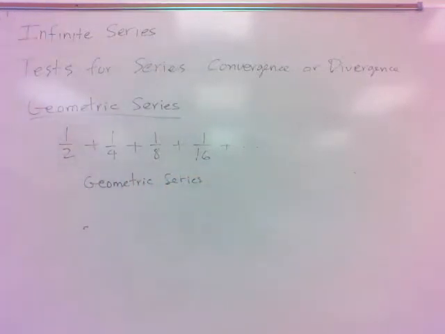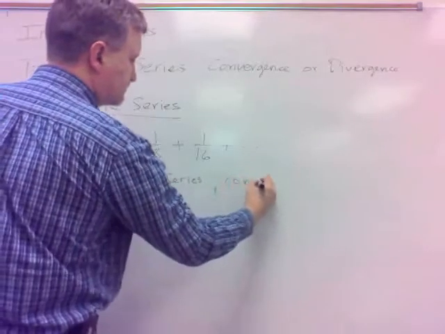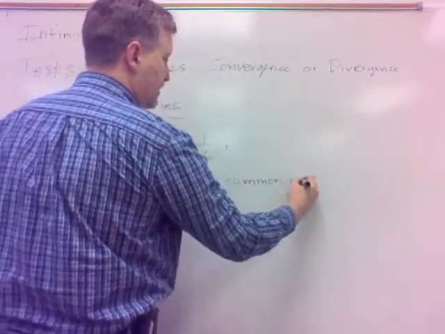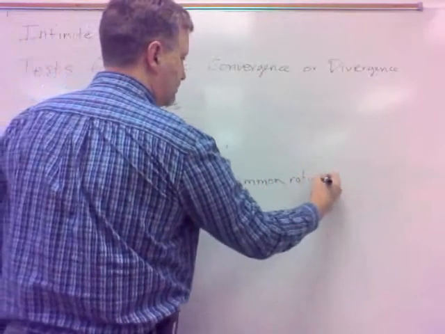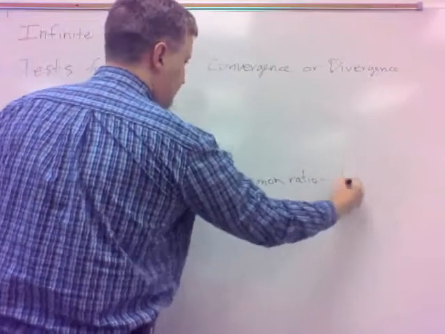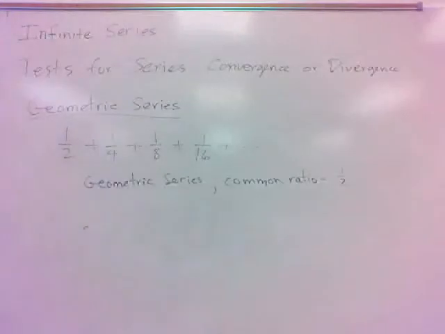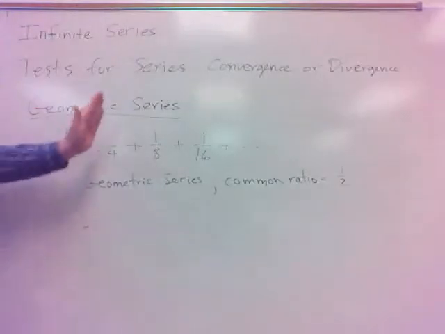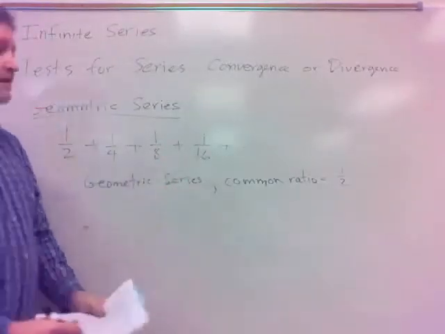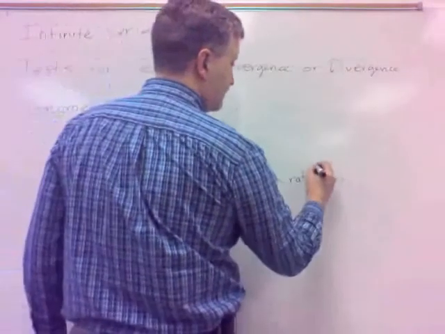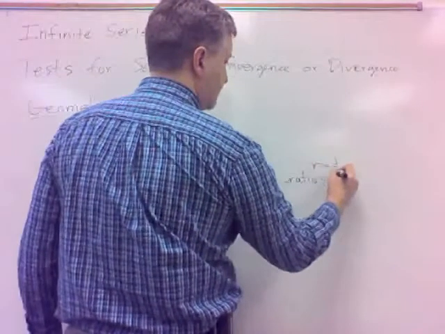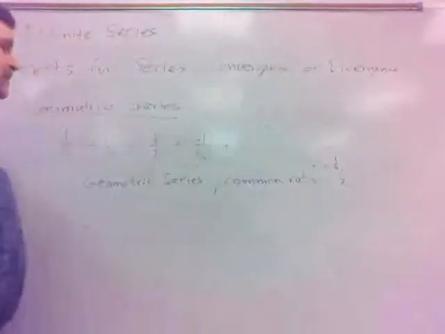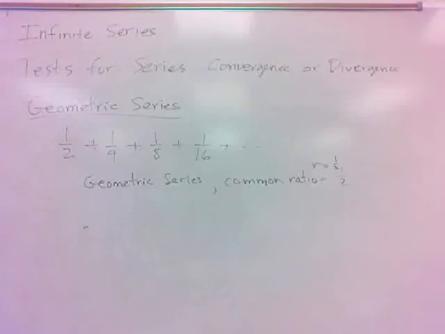It has a common ratio between terms. What is my common ratio R here? 1/2. Yeah, the common ratio will be 1/2. Each time I'm multiplying by 1/2 to get the next term, so that means my R is 1/2. So that's a geometric series, just like it's a geometric sequence if it was in sequence format.